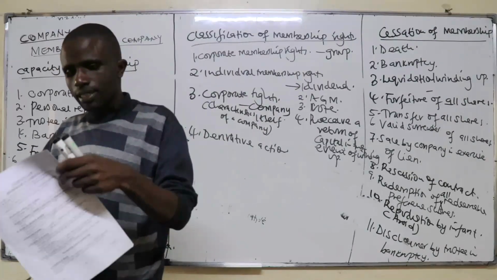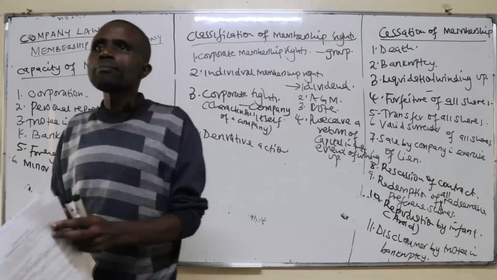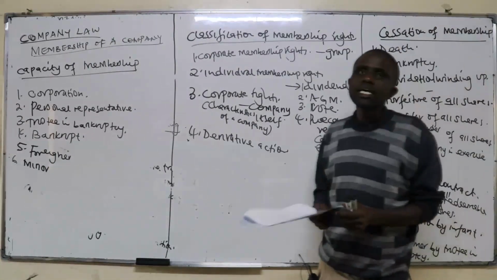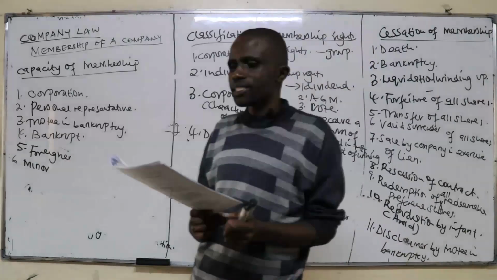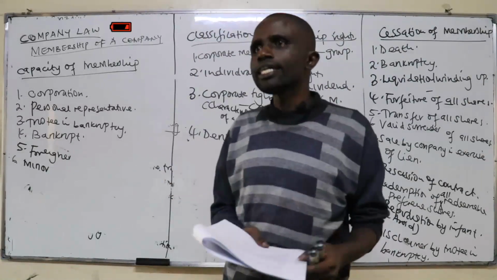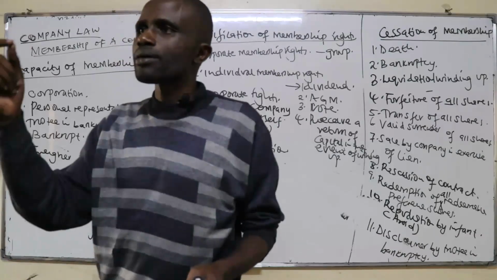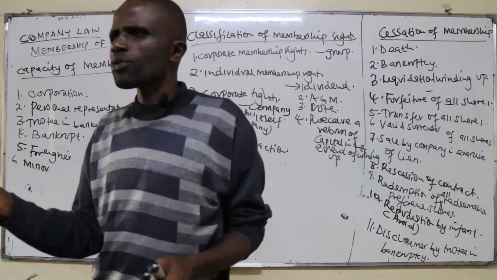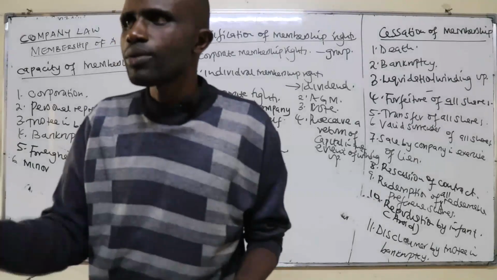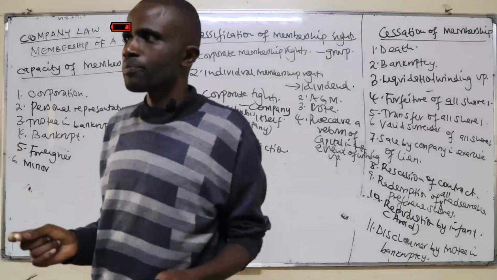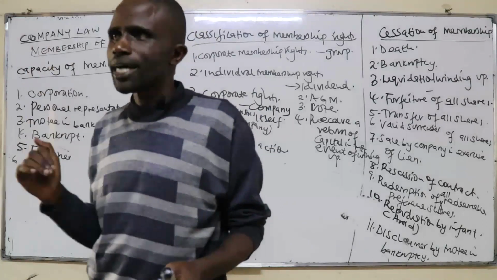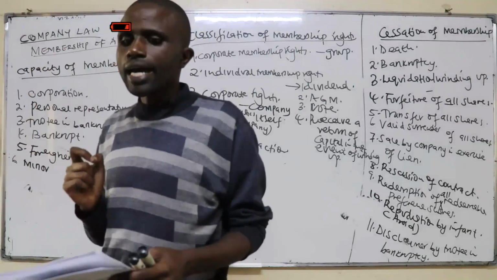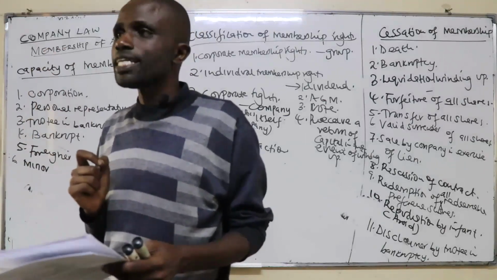Index of members. For public companies with more than 50 members, it's a legal requirement to keep an index of members. It's like the way we are issued with indexes in class 8 and form 1, where you'll be asked, what's your index? Your index is 001, 002. So for companies with more than 50 members, they should also keep an index of members. It's like identification numbers.